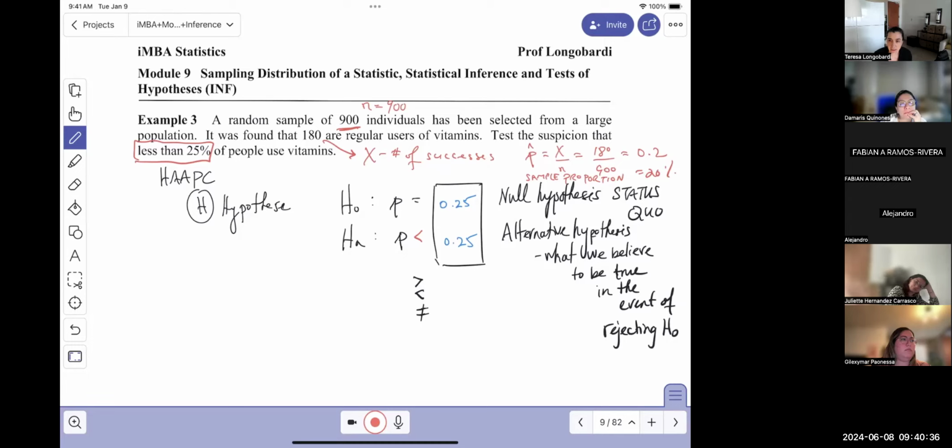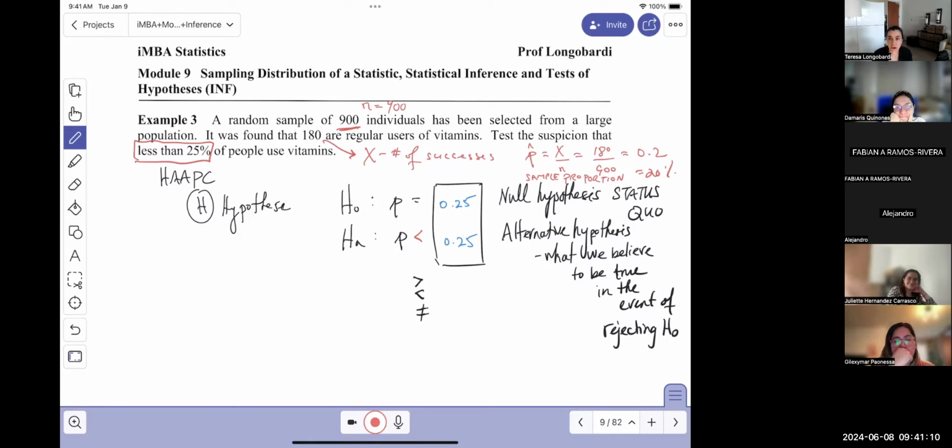Are we going to reject 25%, because we got 20% as a statistic of the sample? What do you think? Put in the chat, reject the null, reject the status quo, if you think we're going to reject. It's 20%, smaller. So if somebody says to you that you have to pay 20% taxes, but then you find out that you have to pay 25% taxes, are you mad?